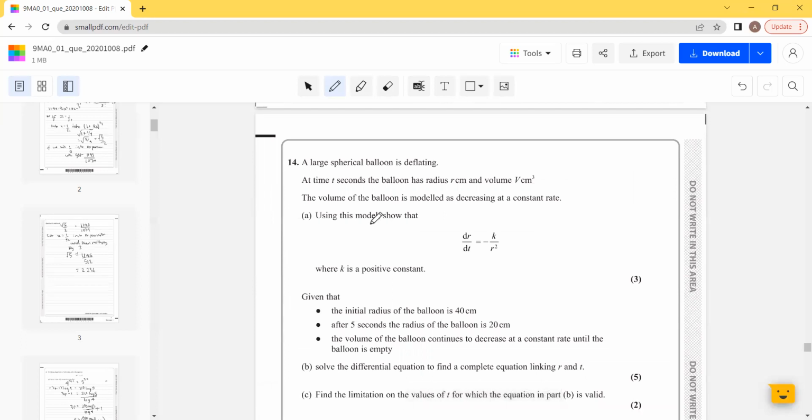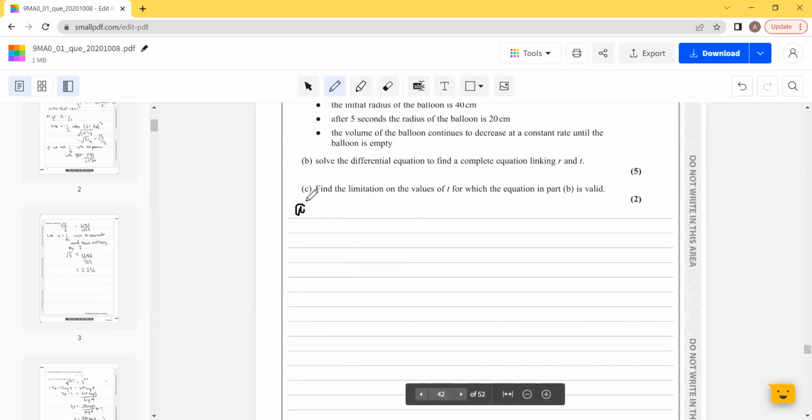A large spherical ball is deflating. At time t seconds, the balloon has radius r and volume V centimeters cubed. The volume of the ball is modeled as decreasing at a constant rate. Using this model, show that dr by dt is equal to minus k over r squared, where k is a positive constant. Okay, so we're going to have to use our knowledge of differential equations to solve this question, which isn't difficult. You just have to be careful about how you lay this question out. So how would we go and do this?